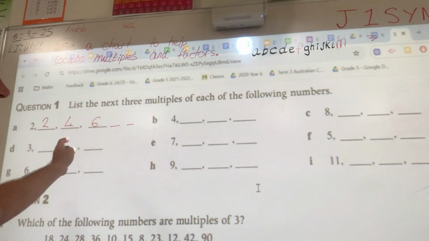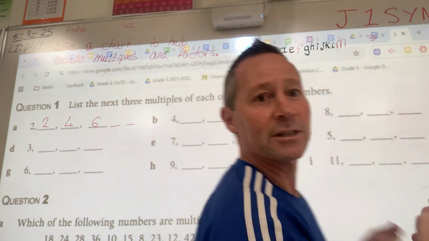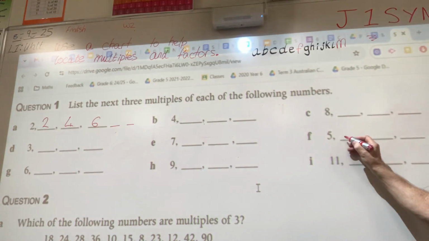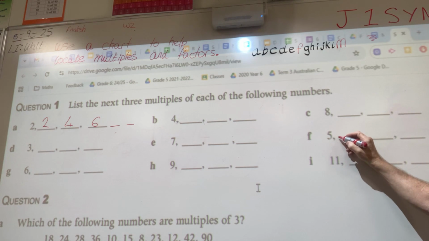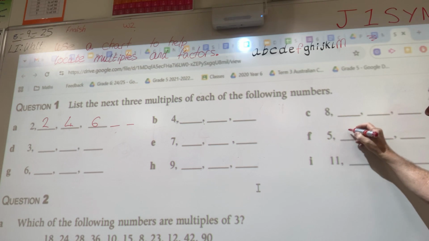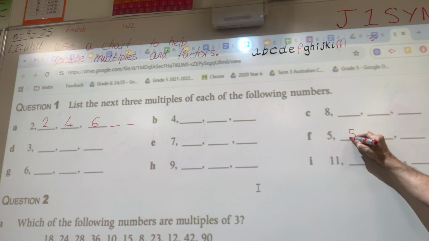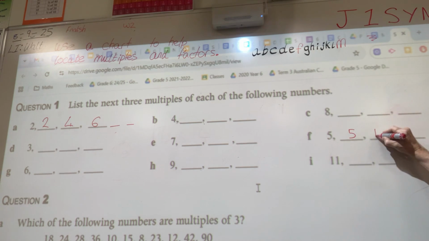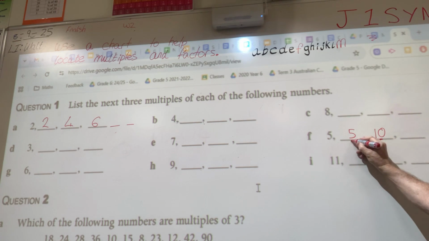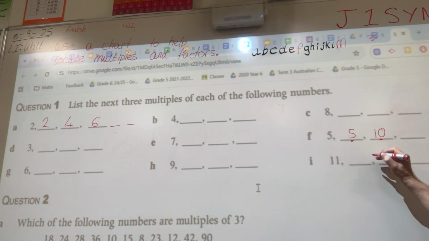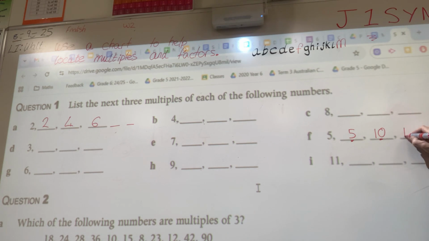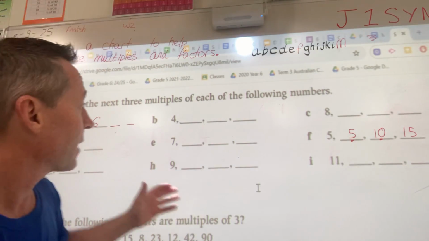I think you could do all these. I'll go to the 5s because I know we've just done that. So the multiples of 5, first multiple, 5 times 1 would be 5. 5 times 2 would be 10. And here you can see the digits are always going to end in 5 or 0 when it's your 5 times table or your multiples of 5. Next one would be 15. What do you reckon the next one would be? And so on.